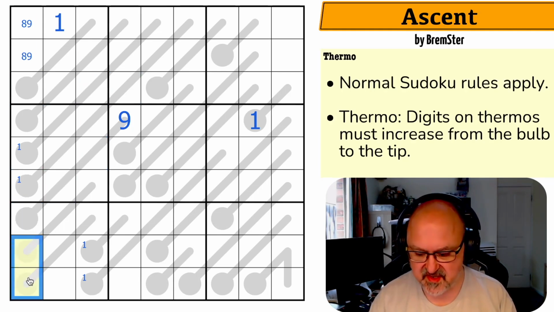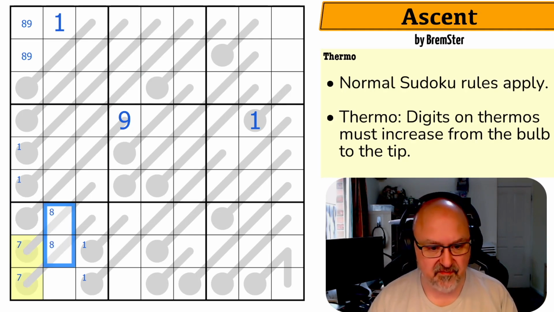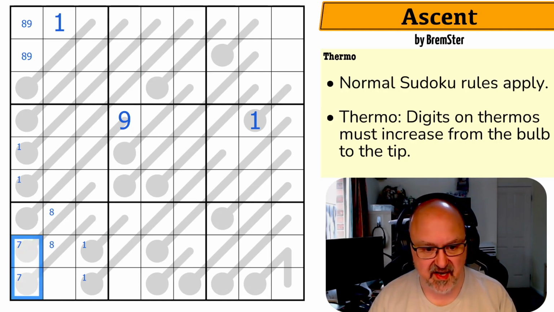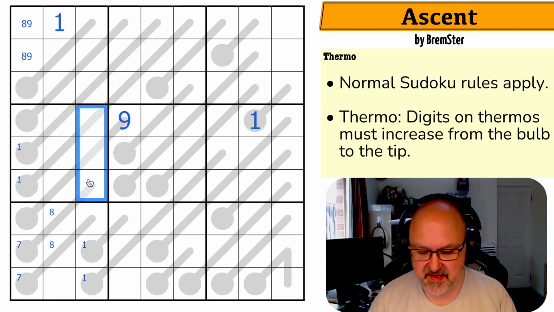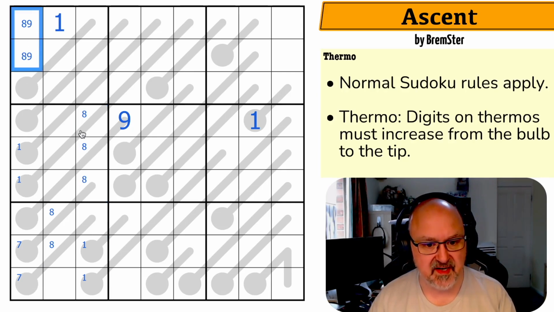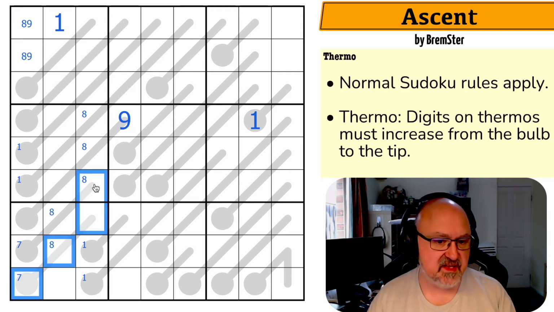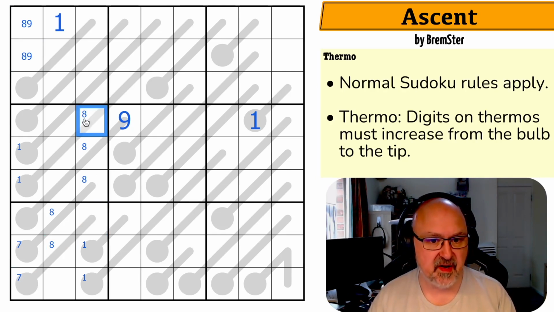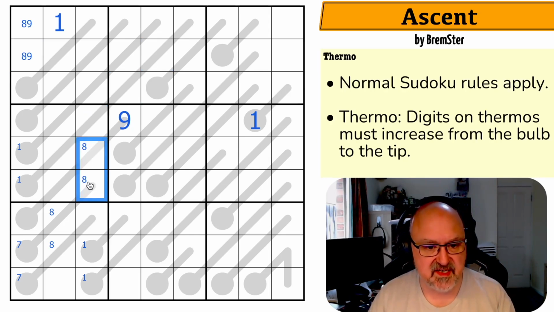7 is in one of these two, which means 8 is in one of these two, and 9 is in one of those two. But I do get the 7 and the 8 in one of those, which does mean 8 is in one of these. Because of Sudoku, 8 has to be in one of these. Now, if this is 7, 8, 9, this still could be an 8, I believe, but I cannot put 8 there because 8, 9 is broken. So 8 is in one of those two.